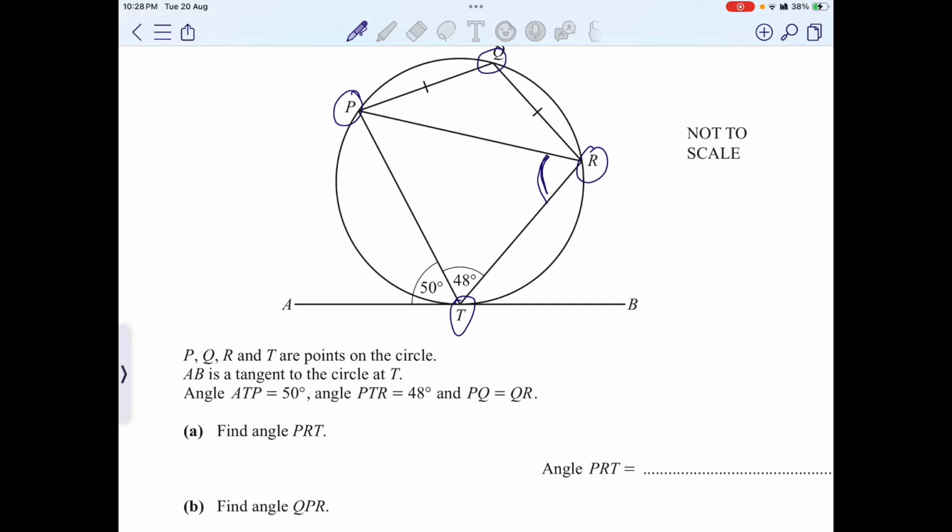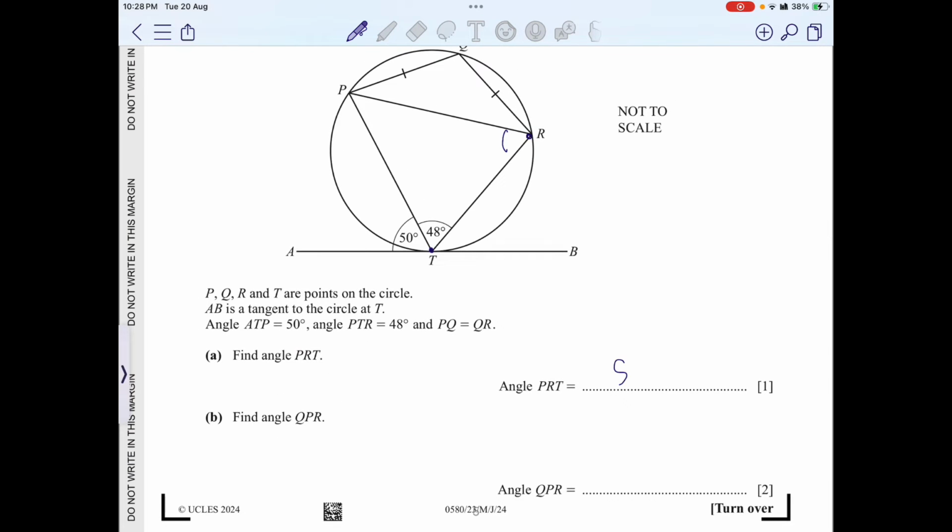For finding these types of angles in the opposite segment, this is the angle you have to find, right? So if you have 50 degrees here, you have to see where the lines are meeting. This PT, where is it meeting up? It's meeting up here, so this angle would also be 50. This is called the angles in the alternate segment rule.